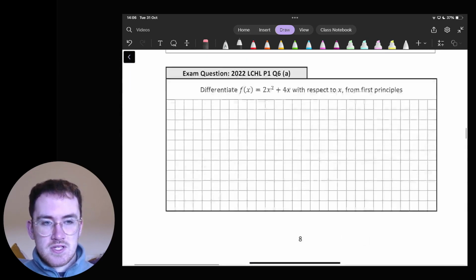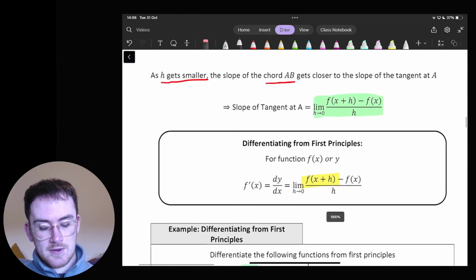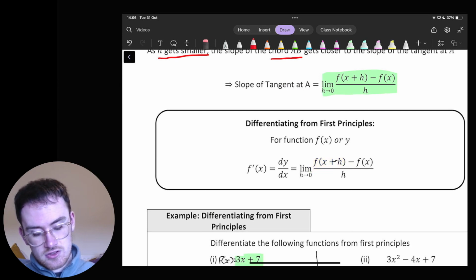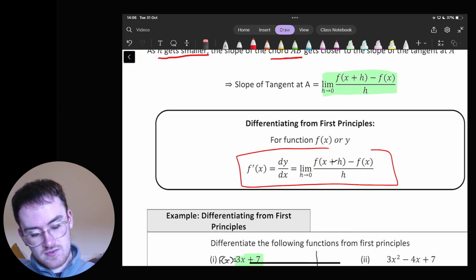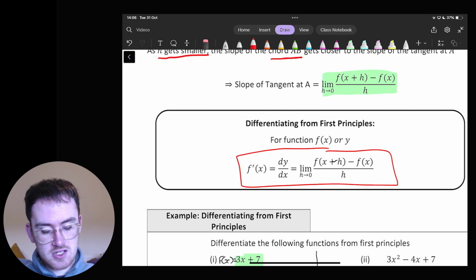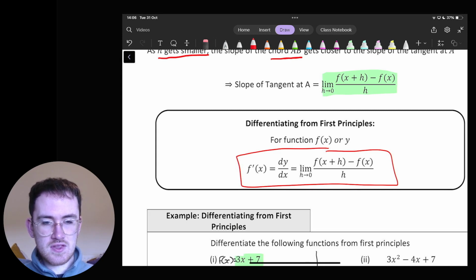But with first principles, the main thing is to be aware of that formula. You need to know this formula, you really need to know that idea off. To find it by first principles, you have to use this idea. It has to be the x plus h idea that you're making use of: limit as h goes to 0 of f of x plus h minus f of x all over h. So it's very important that you know that off.